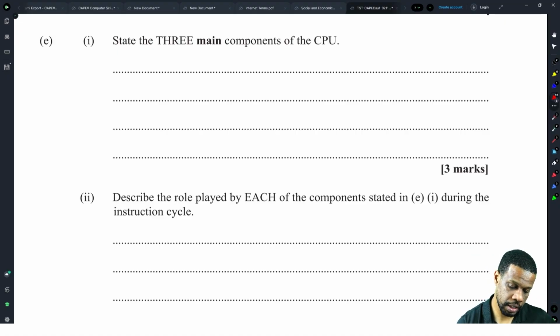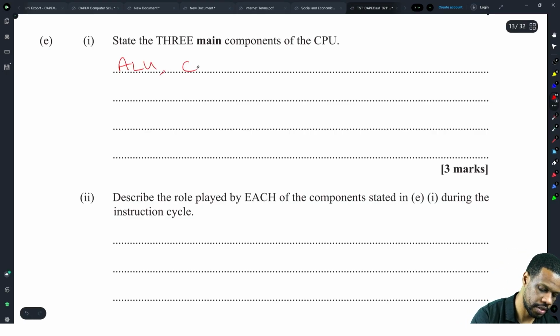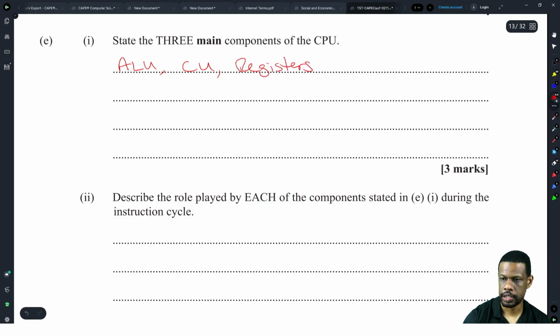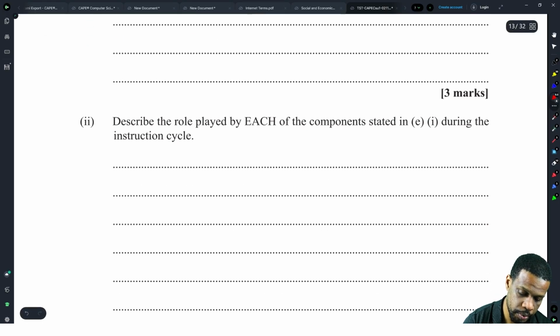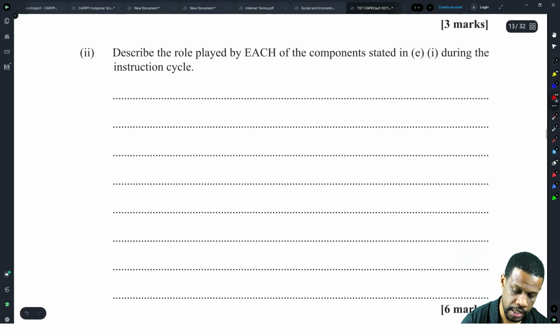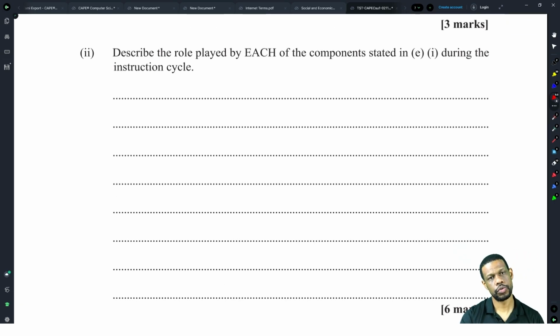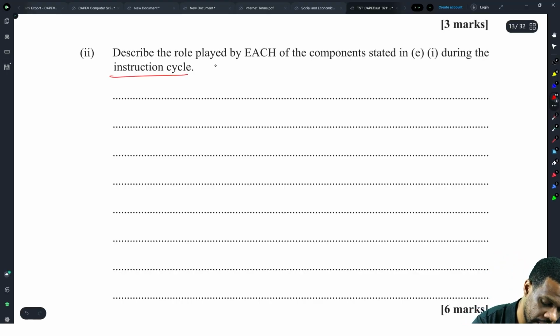State the 3 main components of the CPU. Inside the CPU you have the ALU, you have the CU, and you have registers. Nothing else inside there. Everybody just falls in line with those. Describe the role played by each of the components stated during the instruction cycle. Alright, 6 marks. So you're talking about the instruction cycle, so that's the fetch-execute cycle. Fetch, decode, execute, right?